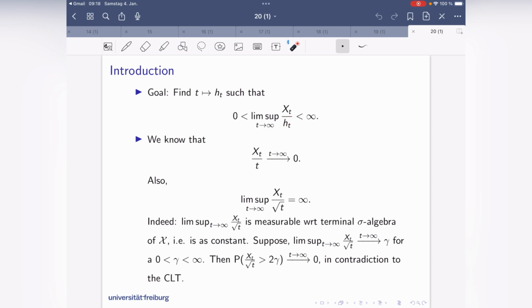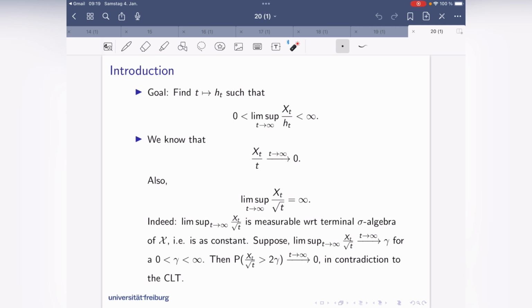For example, we could guess h(t) equals t. But X_t divided by t goes to 0 because we can write X_t as a sum of independent random variables with all mean 0. That means that it converges to the mean of what we have here. So the expectation of X_1, for example, is 0, so that must converge to 0. So h(t) equals t cannot be that function. But with some experience, we say, well, what about the square root of t? Because that also appears in the central limit theorem. But this lim sup will be infinity.